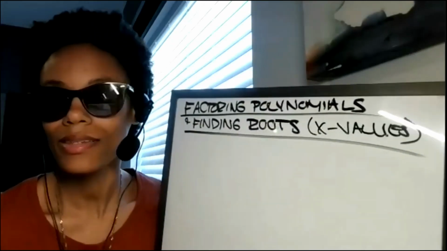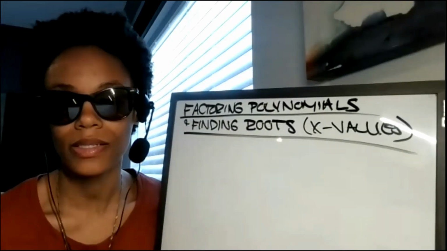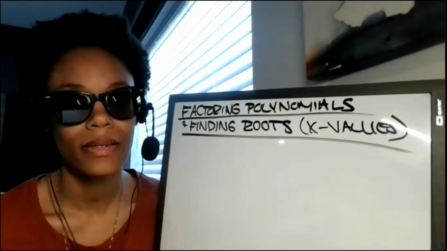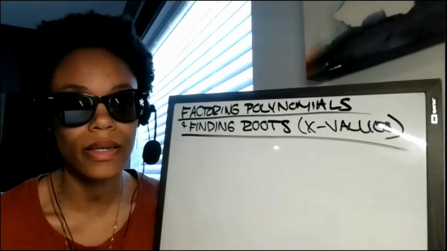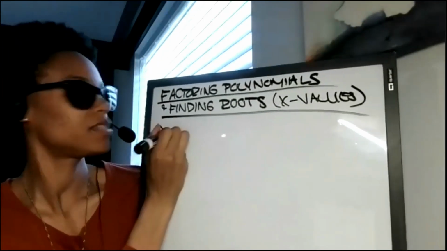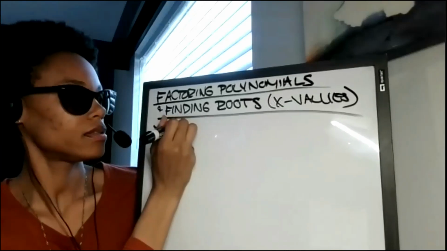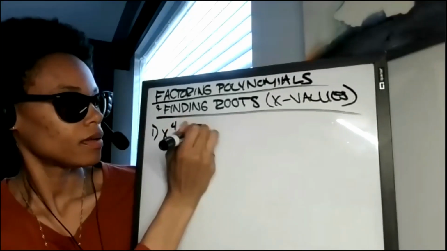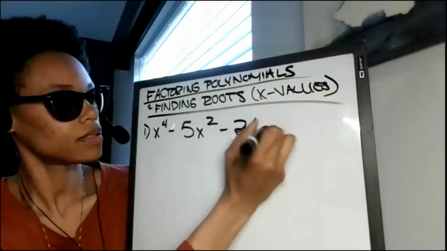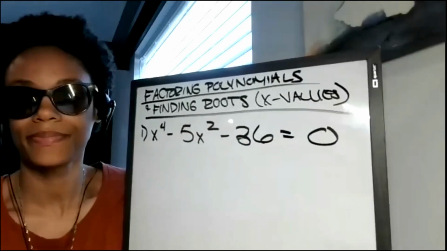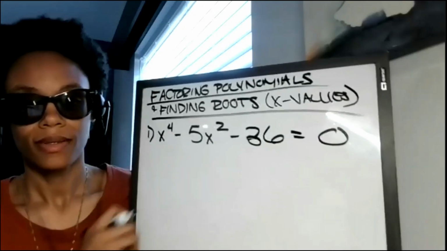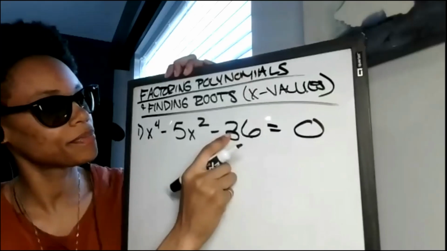So here, let's look at our first question. Have paper and pencil ready. Take notes, take down the question. This is number 1 from the sheet that I've shared: x to the 4 minus 5x squared minus 36 equals 0. Okay, so I'll have that written down.